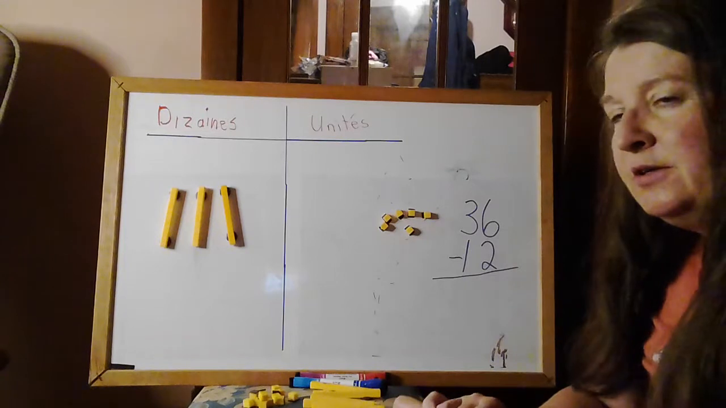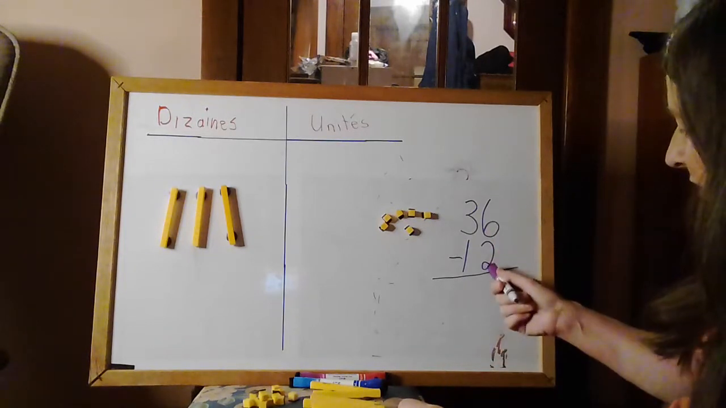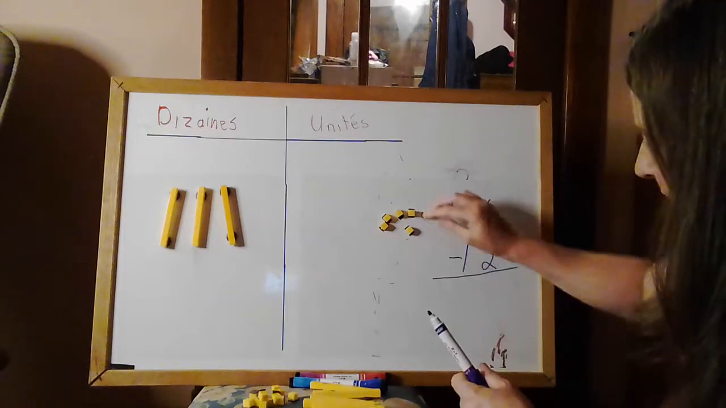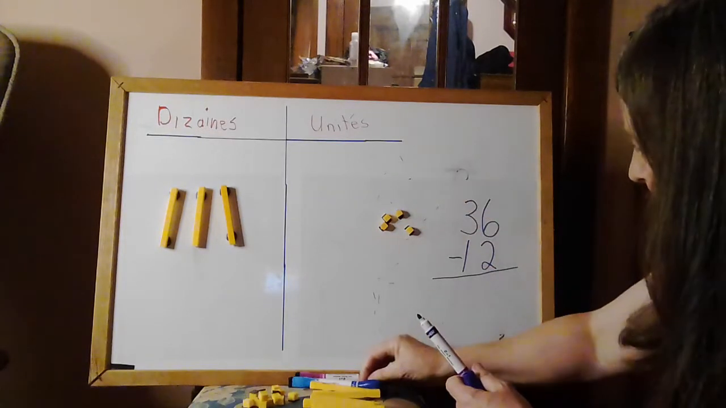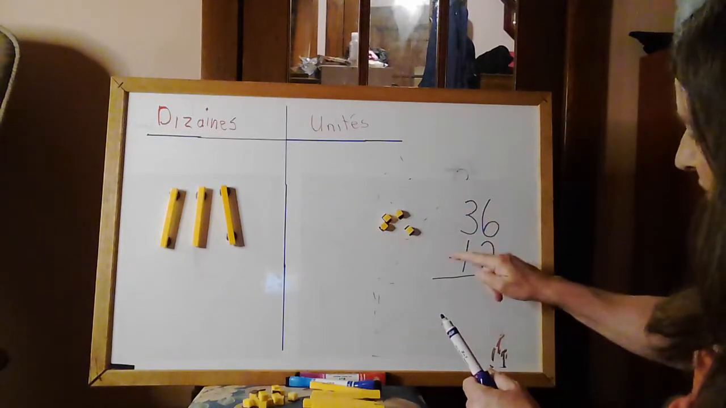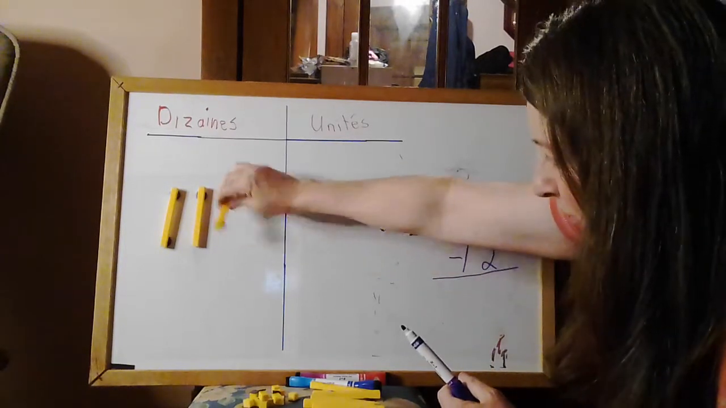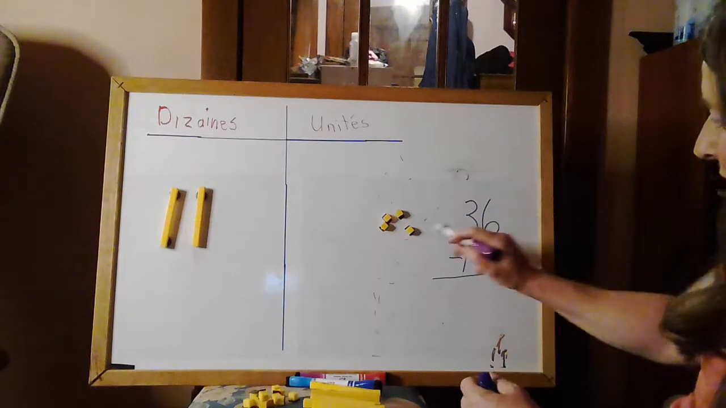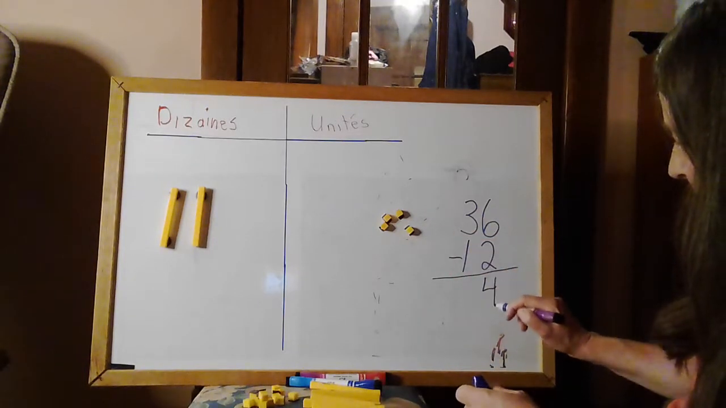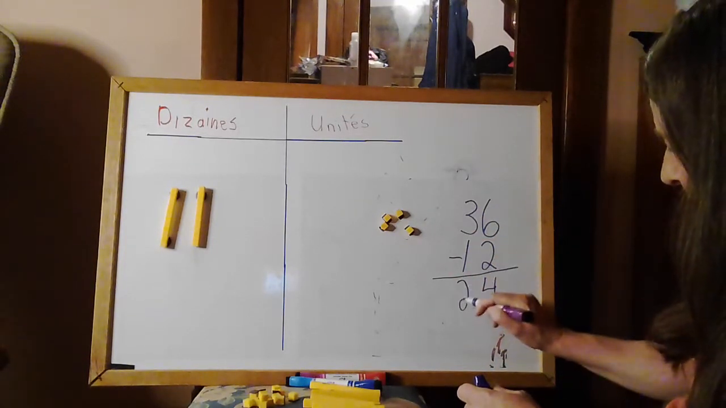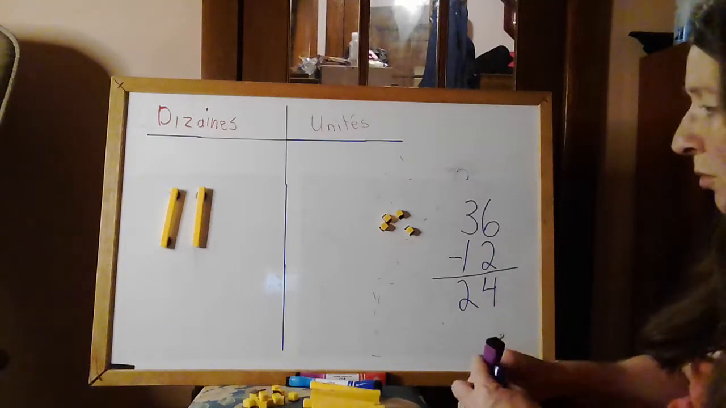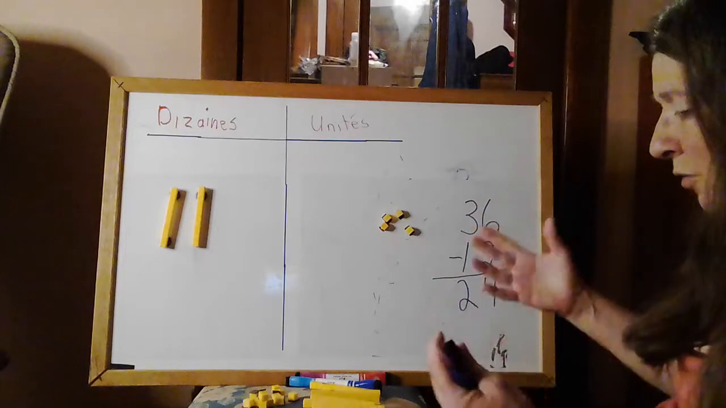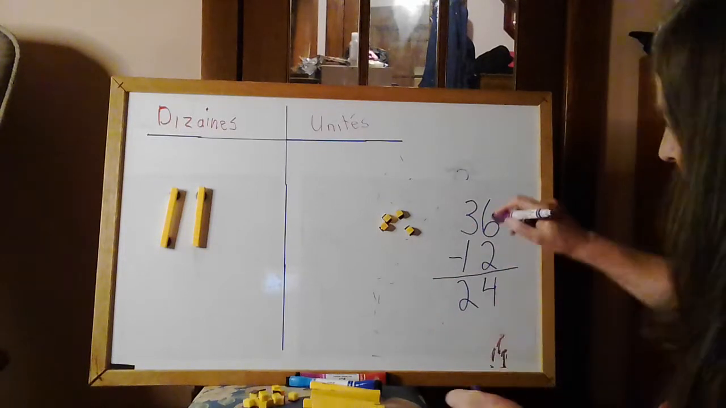Just like with my addition, I start with my ones. 6 take away 2. Can I do 6 take away 2? Sure I can. I can take away 2 of these. And for my 10s, 3 take away 1. Can I take away 1 of these? Sure I can. Okay, great. 6 take away 2 gives me 4, and 3 take away 1 gives me 2. I should have 24 blocks left. 10, 20, 21, 22, 23, 24. Worked out perfectly.